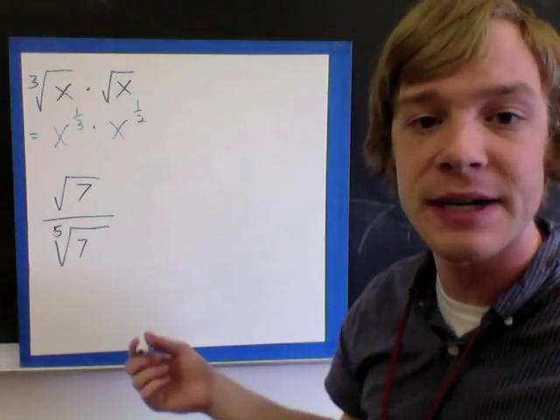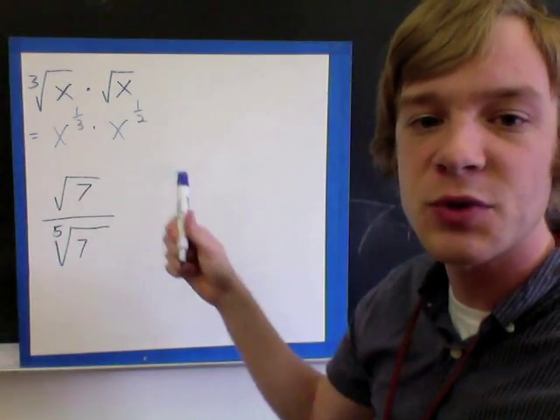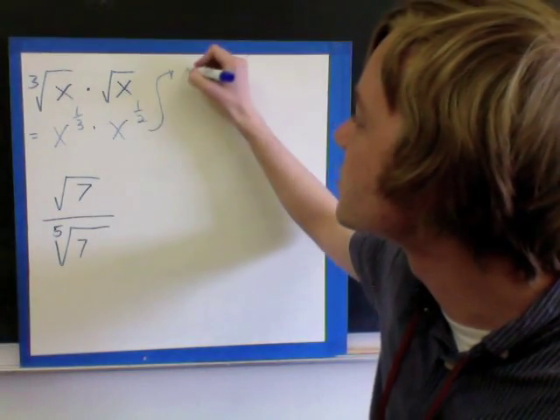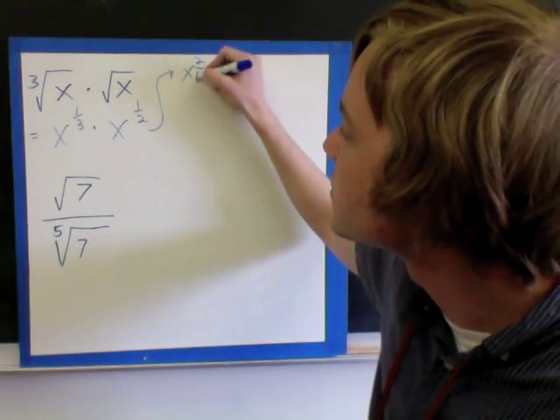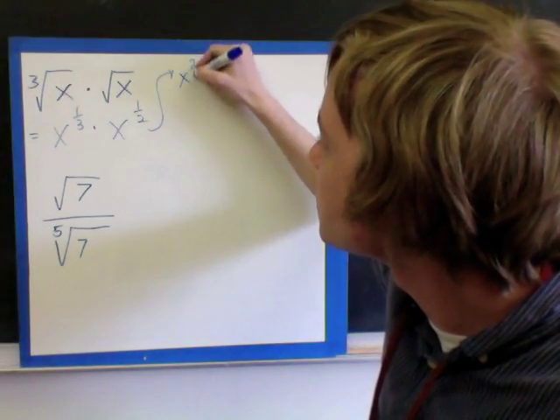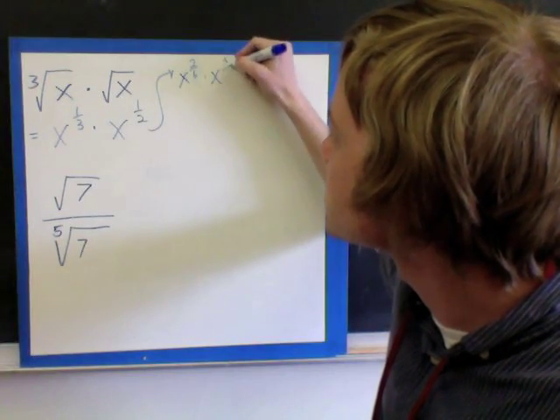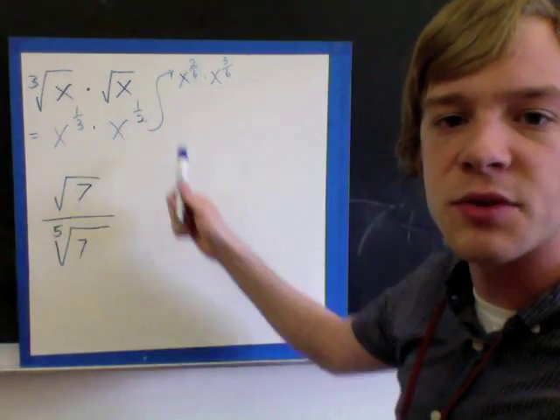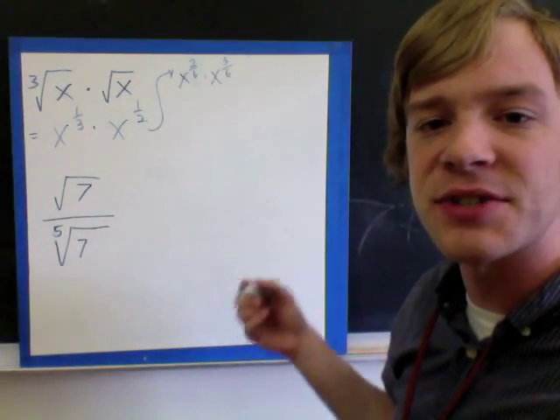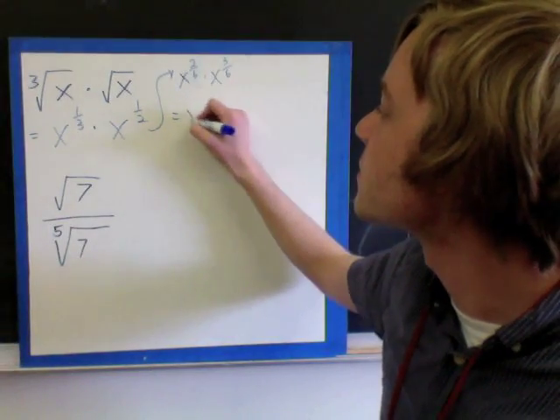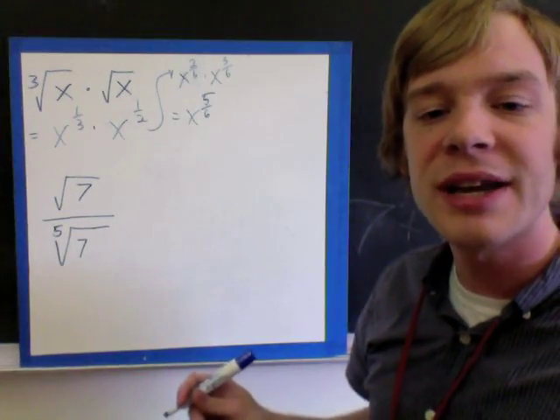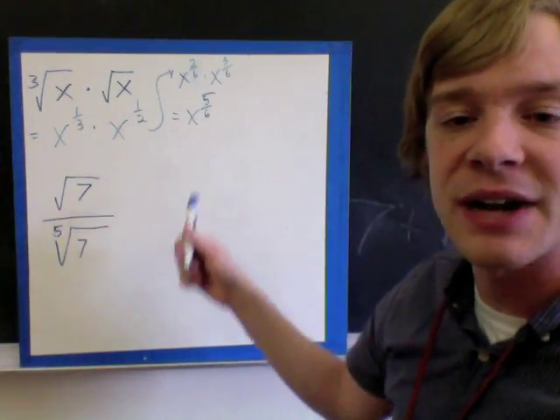So I need to convert these to have the same denominator. The denominator would be 6, and so if I convert, this first one will be 2/6, and the second one will be 3/6. Just like that. So we've got x to the 2/6 and x to the 3/6. Now I'm going to add my powers, and I'm going to get x to the 5/6.